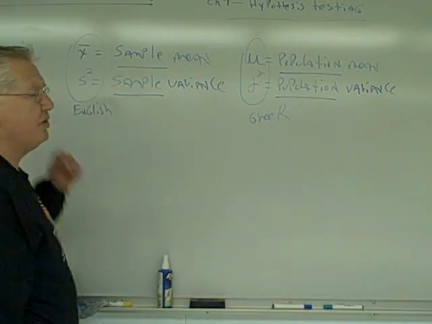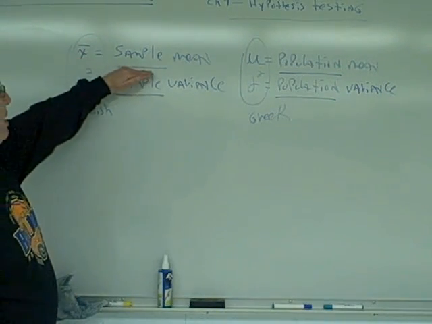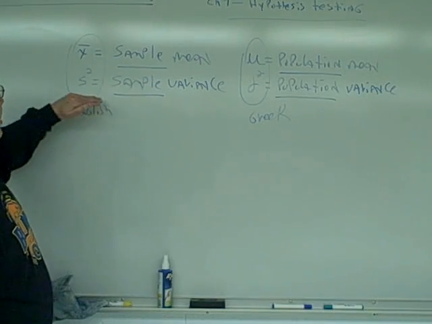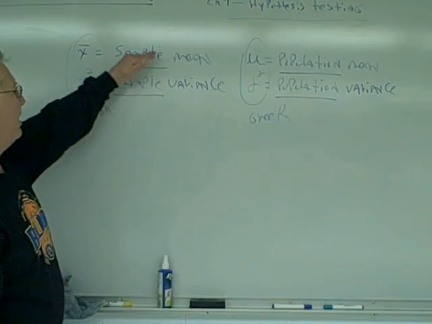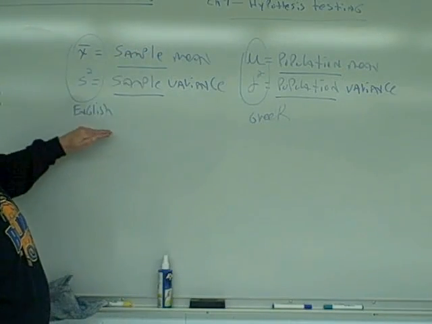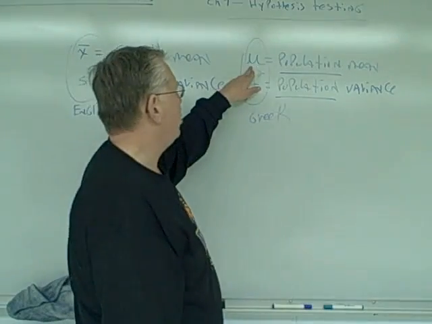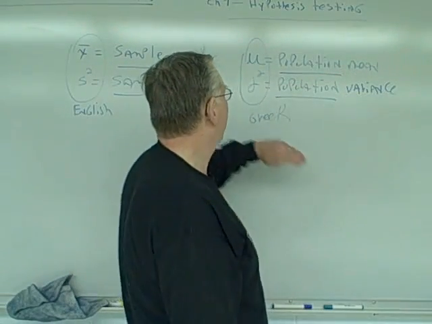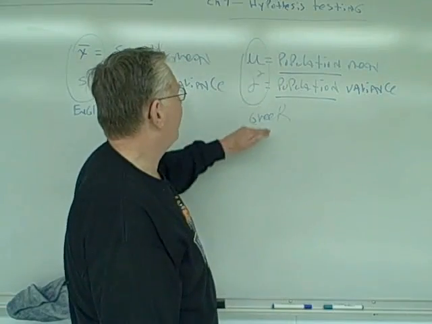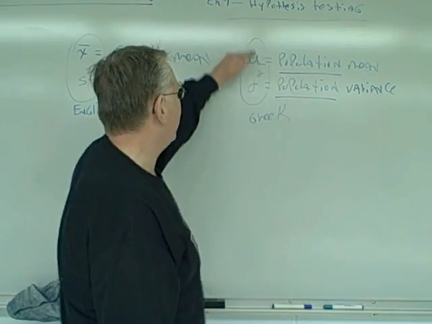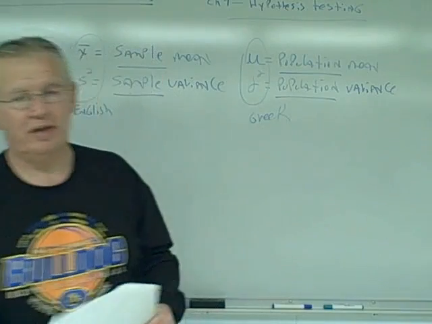Just to make sure we're all on the same page here, when we're talking about x bar, we're talking about the sample mean. When we're talking about s squared, we're talking about the sample variance. Anytime we're talking about a sample, we use English letters. Mu is the population mean, and sigma squared is the population variance. Again, for populations, we use Greek. For samples, English. For population, Greek.